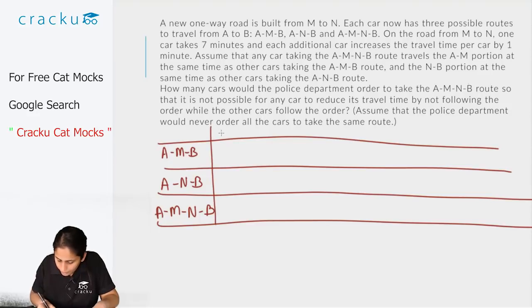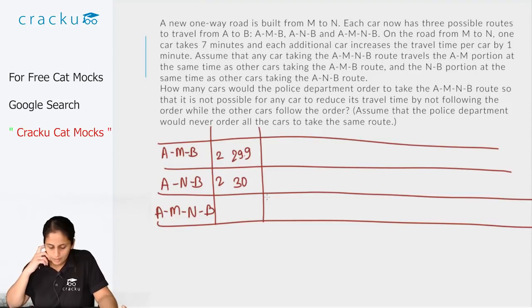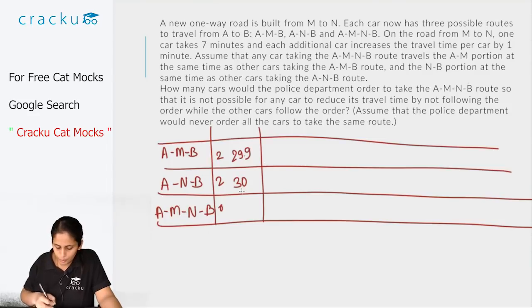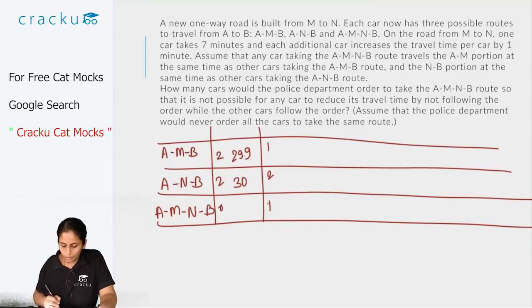So I have the first, this is 2, 2, and we found in this case it is 29.9 and 30. Now suppose it is AMB, ANB and nobody goes from AMNB. So these are the values that we calculated earlier. Now suppose one car from AMB decides to go from AMNB instead. So that will be 1, 2 and 1.